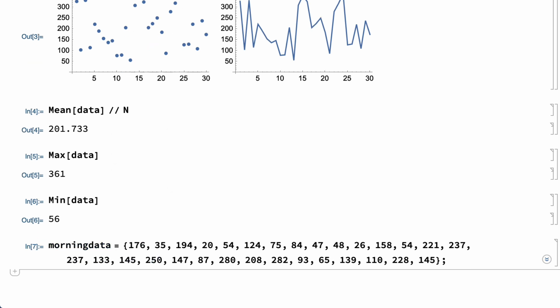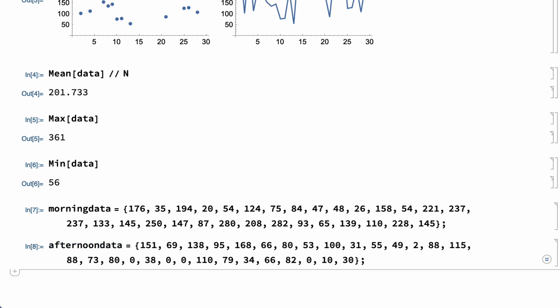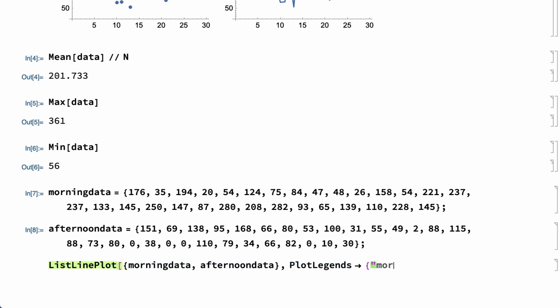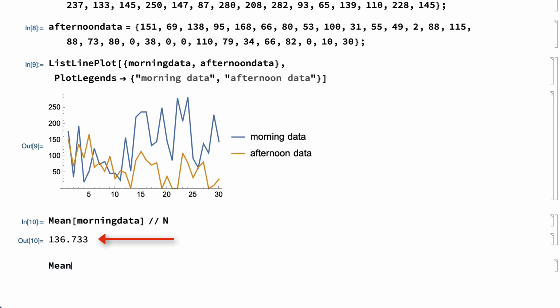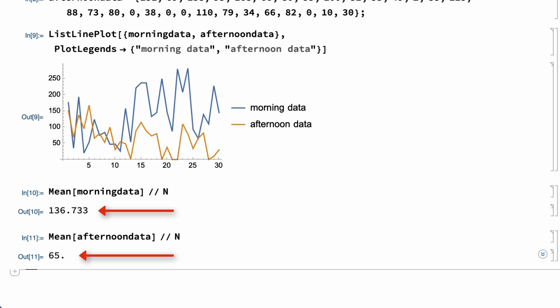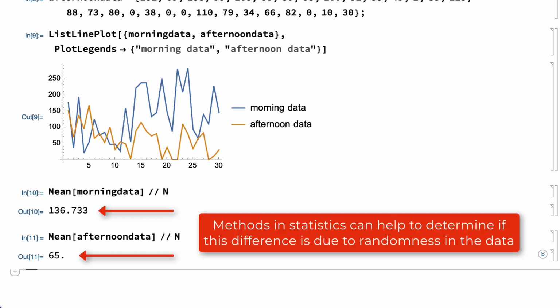For example, these lists show birdseed amounts separated into the amount used in the morning and the amount used in the afternoon each day over the same 30-day period. And here's a line plot showing the data in these lists. The mean amount of birdseed used in the morning is bigger than the mean amount used in the afternoon, but there were many individual days when more birdseed was used in the afternoon, and there is so much day-to-day variation in the data that the difference in the means may be a consequence of that random variation rather than a genuine difference between mornings and afternoons. For this and many similar examples, there are statistical methods for distinguishing between random effects and genuine differences.